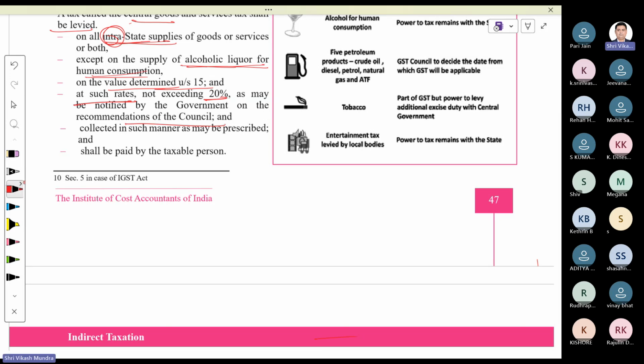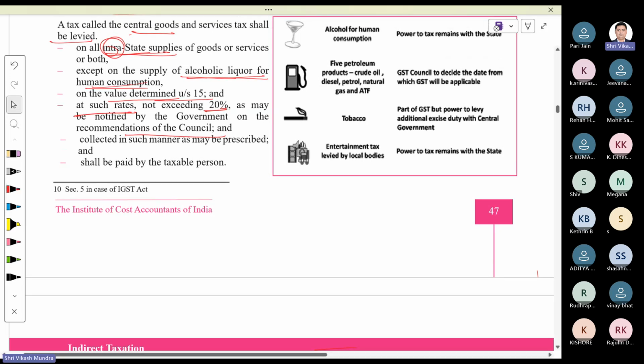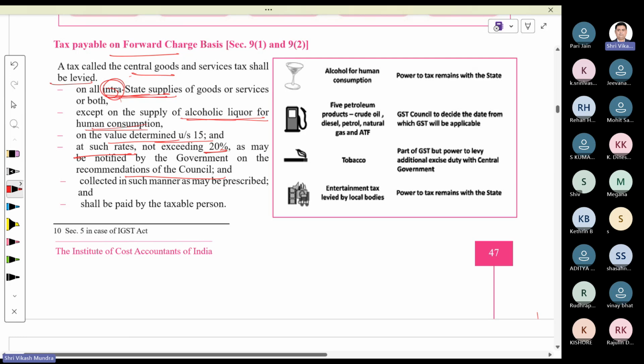Then here, CGST will be charged on all intra-state supply. Similar laws, SGST, are there. Each and every state government has a similar law, except on the supply of alcoholic liquor for human consumption, on the value determined under section 15, at such rate as recommended by the GST Council, but that rate, that is the upper cap, should not exceed 20% CGST, and collected in such manner as may be prescribed, shall be paid by the taxable person.